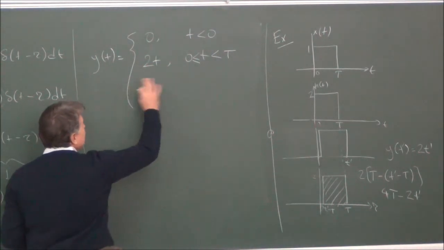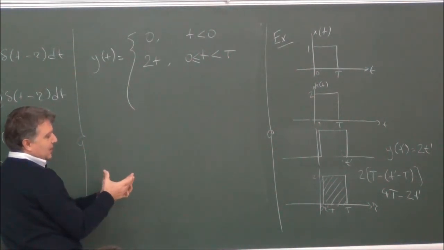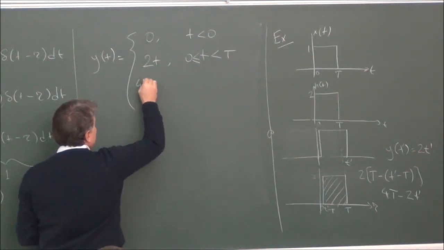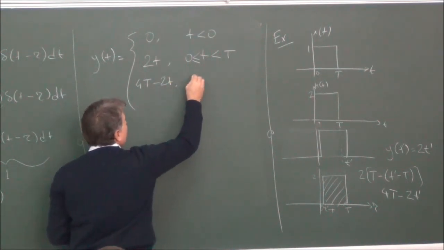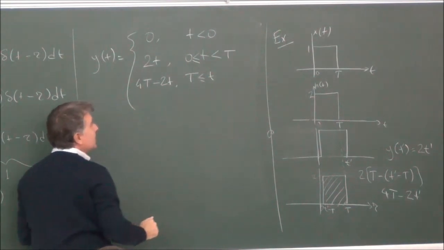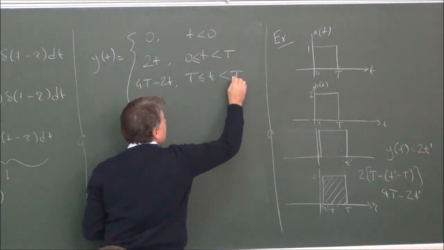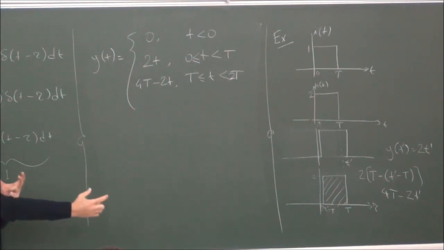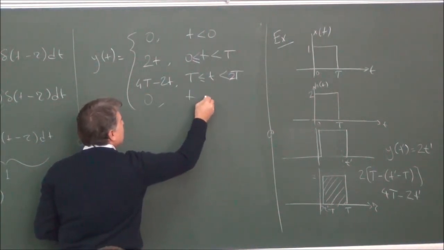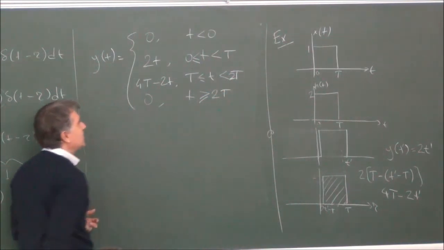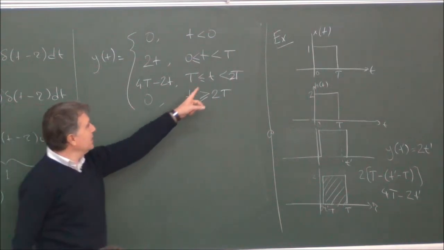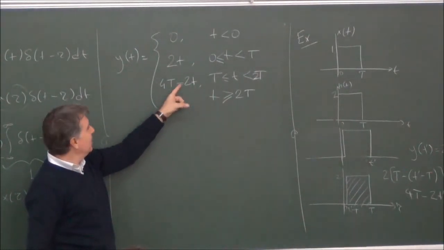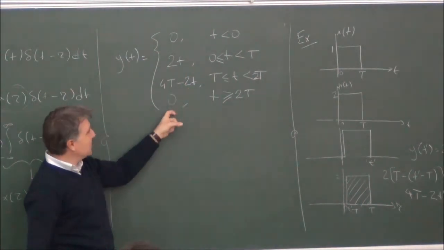And then it starts declining. Because the slide is more than capital T, so it becomes decreasing. And the decreasing function is 4 capital T minus 2t when t is greater than capital T but less than 2 capital T. Because if it is more than 2 capital T, then there will be no overlap. So it becomes 0 again when t is greater than or equal to, let's say, 2 capital T. Let's check what's going on at t equal to 2 capital T. If you insert 2 capital T here, it will become 4 capital T. 4 capital T minus 4 capital T is 0. So it's the same as this value.